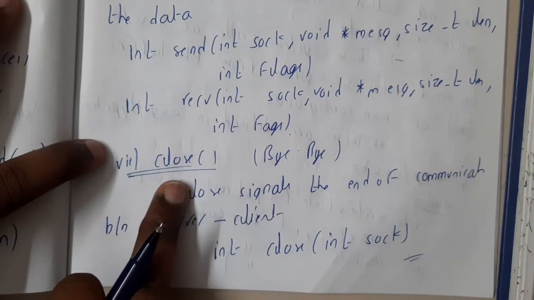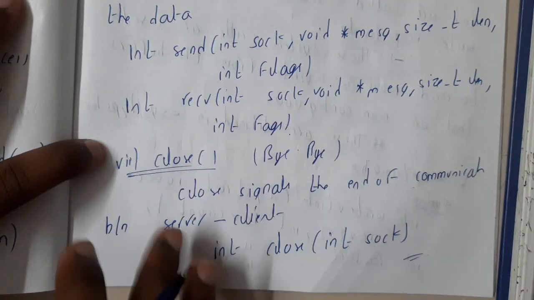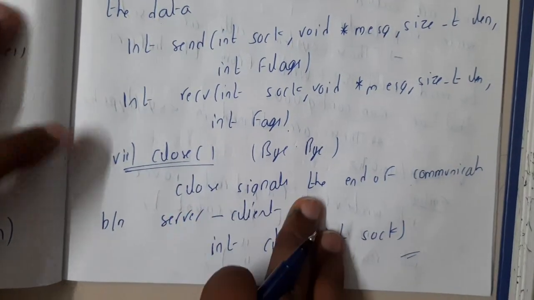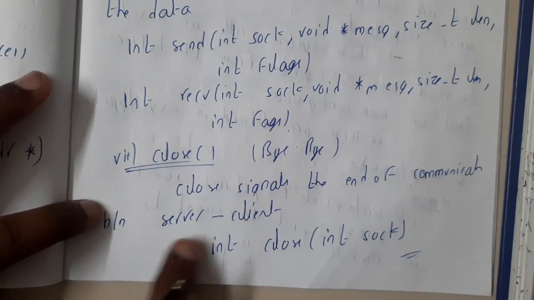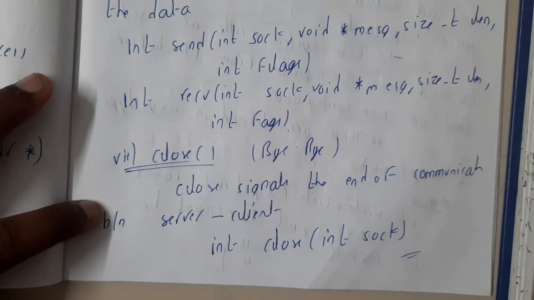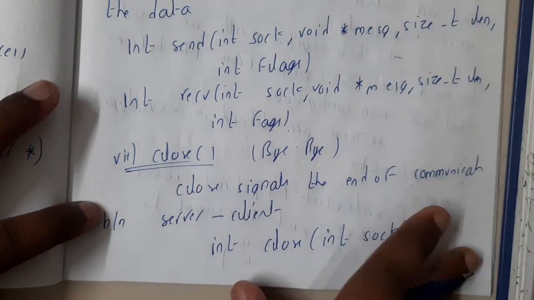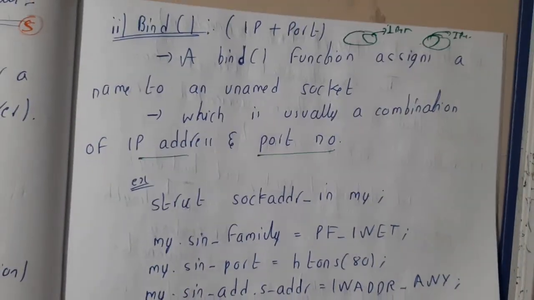Similarly, we have close. Close is nothing but saying bye bye, completing the whole thing. Closing signals the end of the connection endpoint between the server and client. That's it: int close(int socket). So these are the elementary socket system calls.